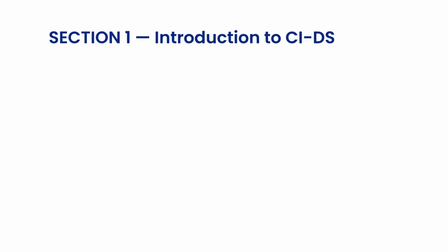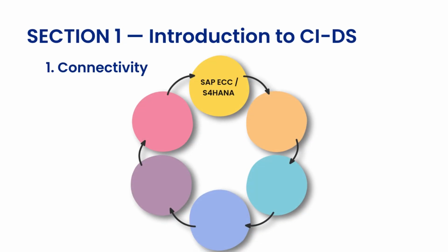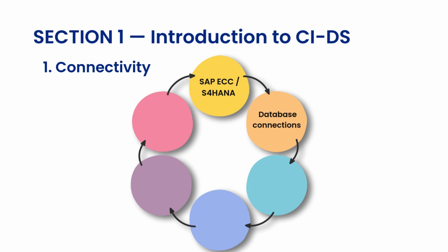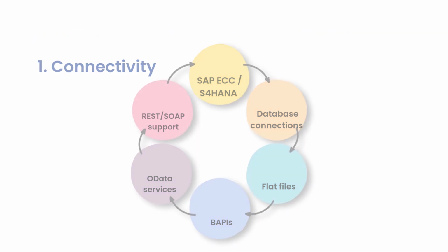Perfect. Now, can we walk through the end-to-end procedure from understanding business requirements to executing the job? Of course. Let's break it into phases. Let's expand this further. CIDS offers 1. Connectivity: SAP ECC or S/4HANA using RFC. Database connections like HANA, SQL, flat files, CSV, XLSX, BAPIs, OData services, some REST or SOAP support.